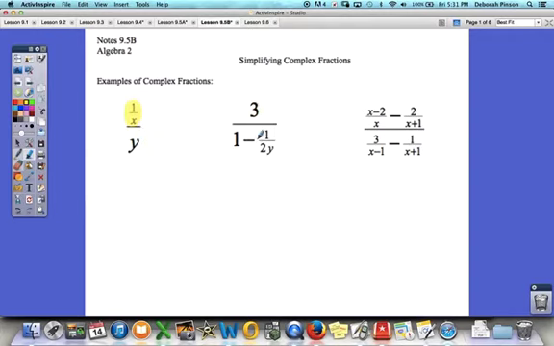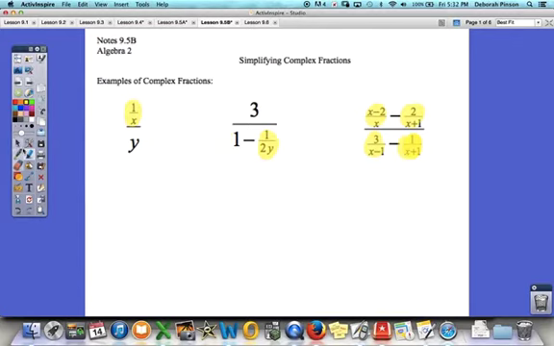This one has some whole numbers. I guess this one did with the y, but it also has a little fraction within a big fraction. Now this one's got a lot of little fractions inside of a bigger fraction. So it doesn't matter if there's one or if there's tons. If you've got a little fraction inside of a bigger fraction, it's a complex fraction.